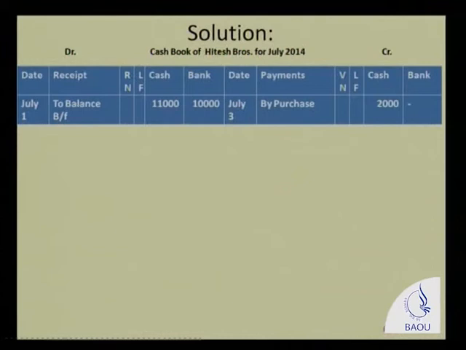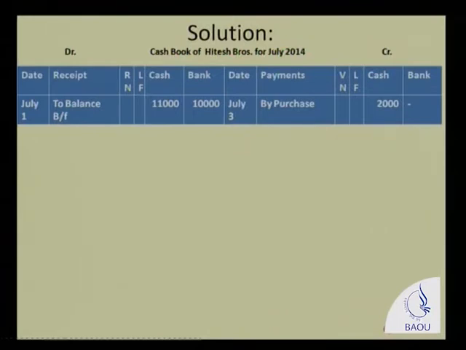Now moving to the next transaction, that is date 3, goods of rupees 2,000 purchased for cash. When you purchase goods for cash, the cash transaction is affected. What comes in? Goods come in. What goes out? Cash goes out. When you purchase goods, goods come in, which affects the purchase account, so the purchase account is debited. What goes out? Cash goes out, so the cash account is credited.